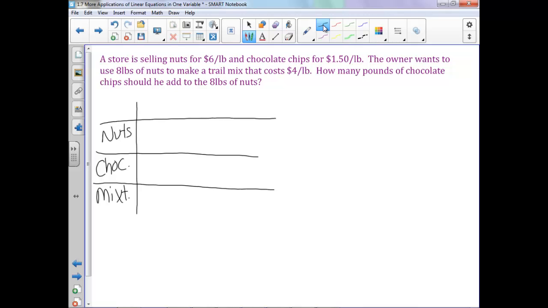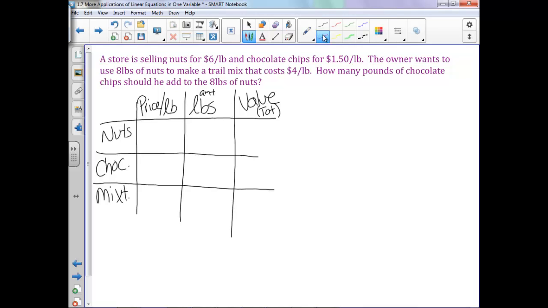Now across the top, we're going to have our price per pound, how many pounds we've got, and then this is going to be our total value. So let's look at these nuts. They sell for $6 a pound, and we know the chocolate chips are $1.50 a pound, and we want our mix to be $4 a pound, so that one's easy to fill out.